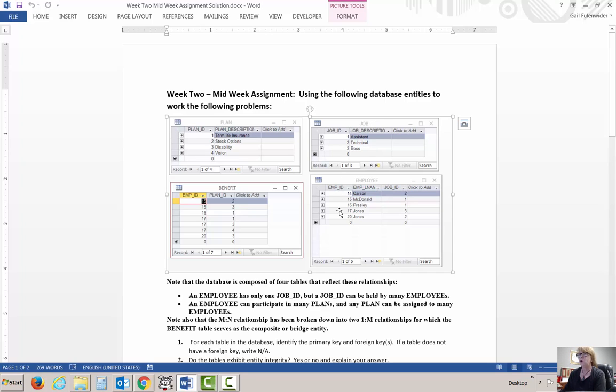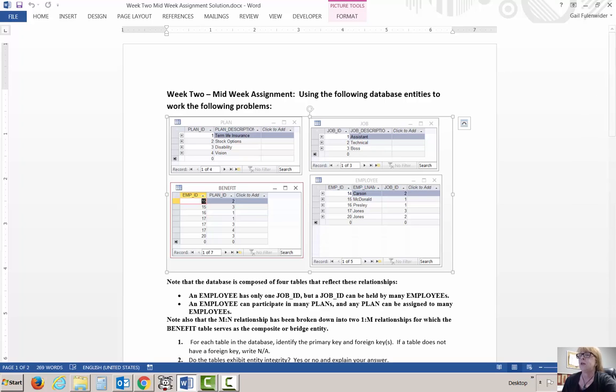For employee, employee ID. But now when we look at the benefit, it is considered a bridge entity so that we could break up a many-to-many relationship between plan and employee. If I look at the employee ID, there are duplicates, so that's not the primary. When I look at plan ID, there are duplicates by itself. It's not the primary. But if we combine the two, then we would come up with unique rows. So in the benefit, we have a composite to make up the primary key.